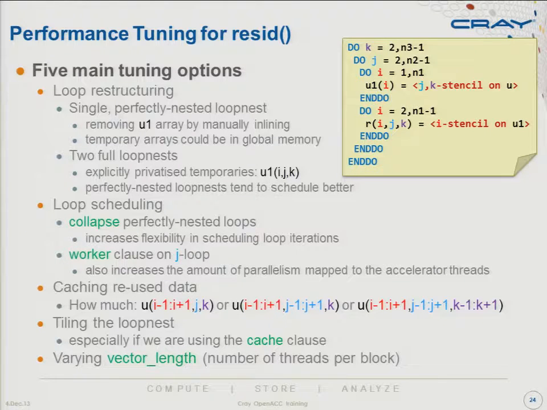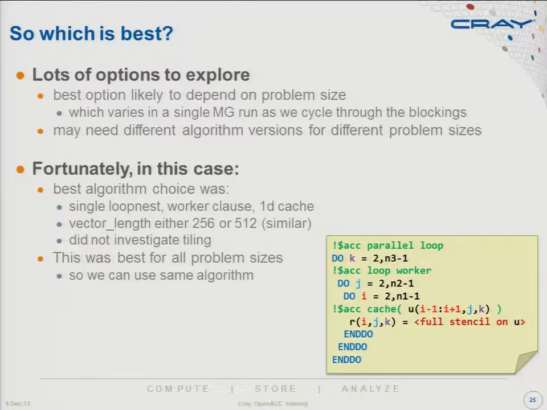It means a bit of change in the source code. We could put a worker clause on the J loop. We could try caching. What do we cache? Do we cache in the I direction, or the I and J, or the I and J and K? Usually the I direction is best. We might try tiling the loop nest. We've already looked at changing the vector length. What's best to do? There's no right answer. You have to try it.